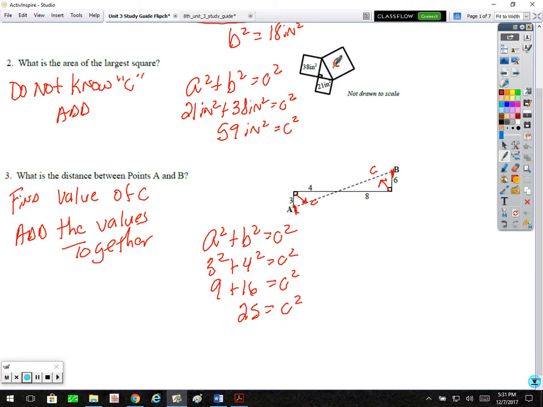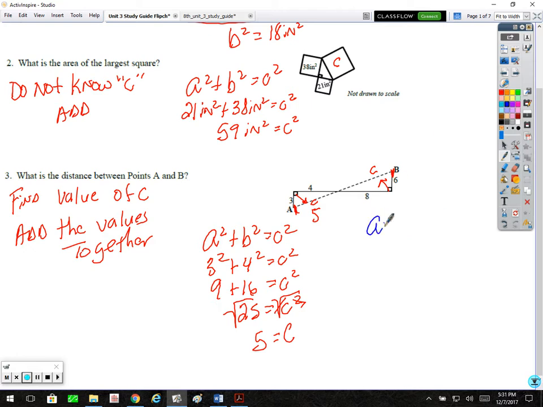So kind of like we did up here, this number being squared is actually the area of a square. What I want to know is, what is this leg? So we have to take the square root of both sides, and again, this is going to cancel, so I'm left with C is 5. So the value of this triangle is 5 on the hypotenuse. Okay, let's find the other one.